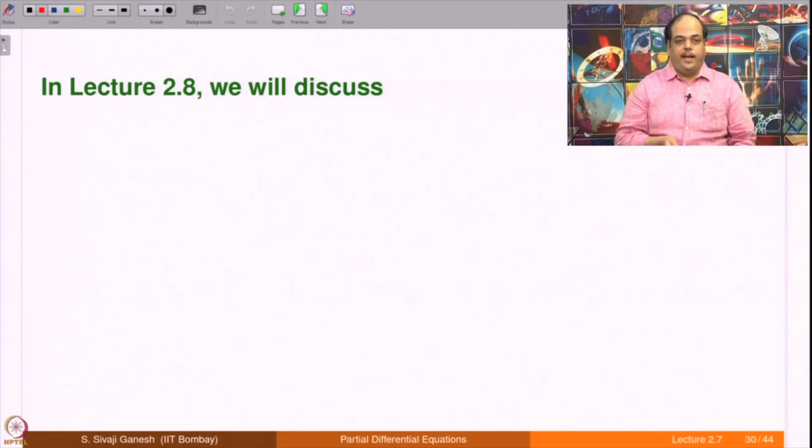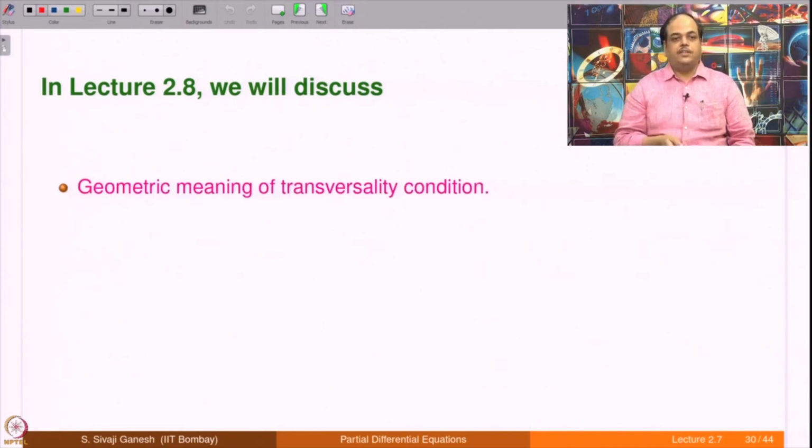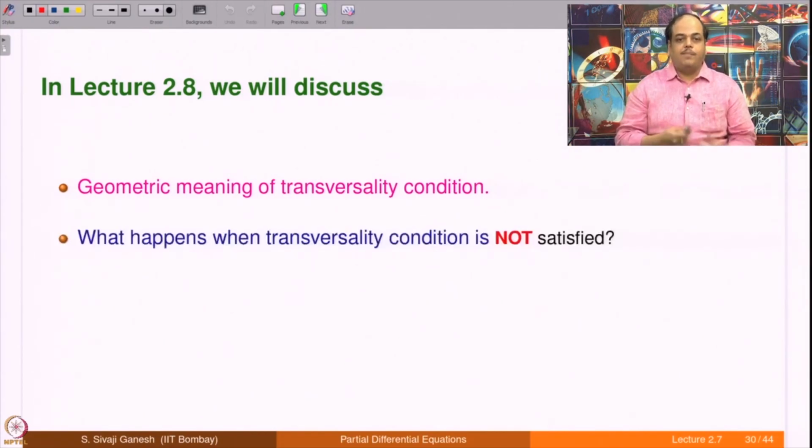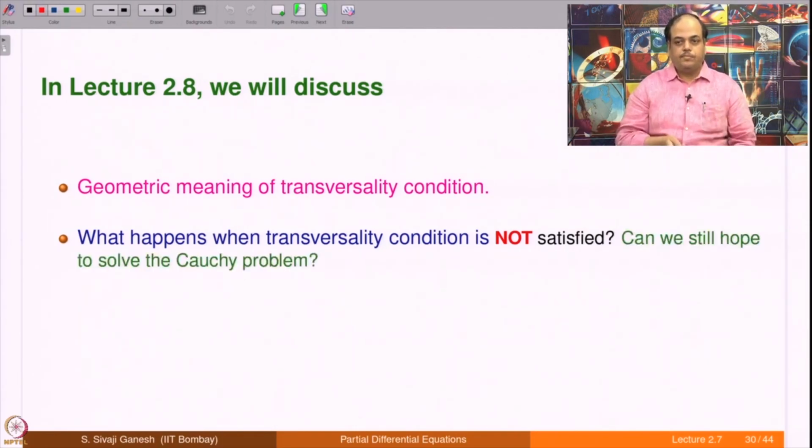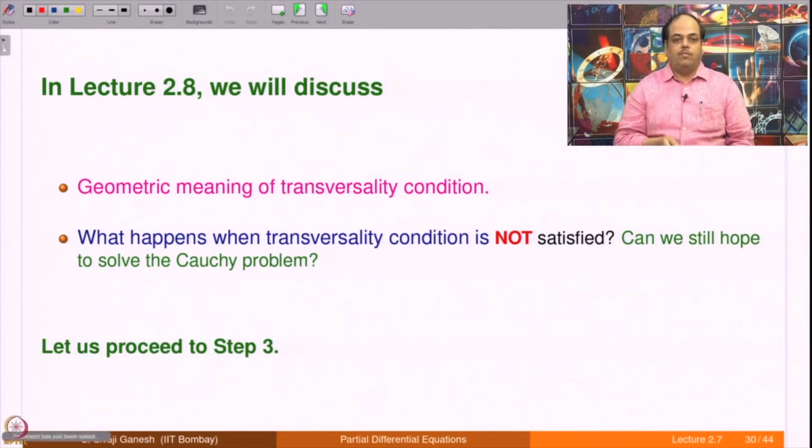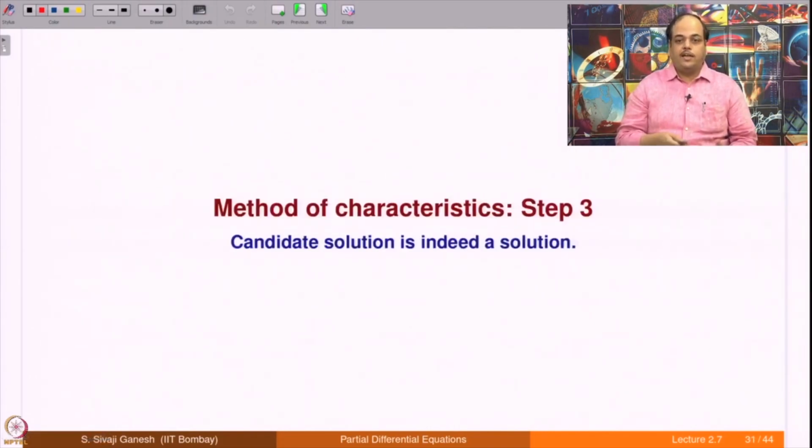In lecture 2.8, that is the next lecture, we will discuss the geometric meaning of the transversality condition and what happens when this condition is not satisfied. When it is satisfied, we are going to prove a result today, and what happens if it is not satisfied will be analyzed in the next lecture. Can we still hope to solve the Cauchy problem? We have to see. Answers will be in the next lecture. Now, let us proceed to step 3. What is step 3? The candidate solution which we got in step 2 is actually a solution.